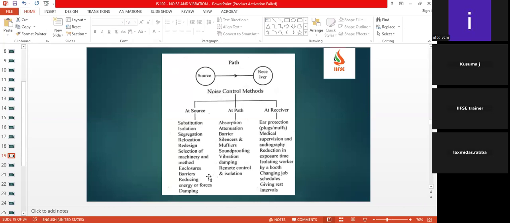Then at the receiver side, again, we have ear protection. Majorly, it focuses on the people. Then supervision and audiography, and reduction in exposure time, meaning we can reduce the number of hours the person is working at high noise levels. Then isolating workers by changing the job schedules, in the sense of shift rotation, or giving some rest intervals. These are the various control measures we can implement at the different stages of noise, from the source to the receiver, or I can say, to the exposure side.